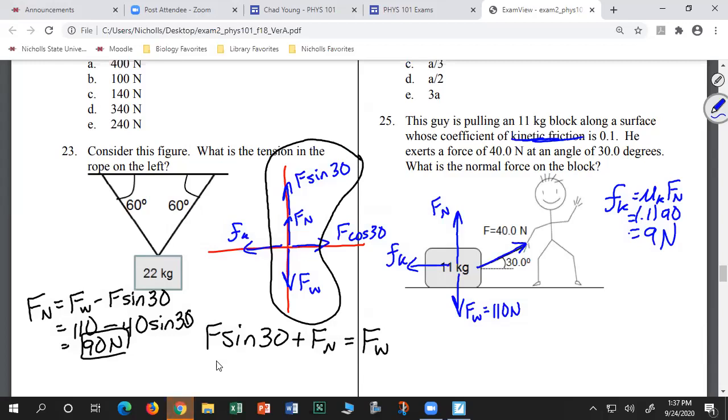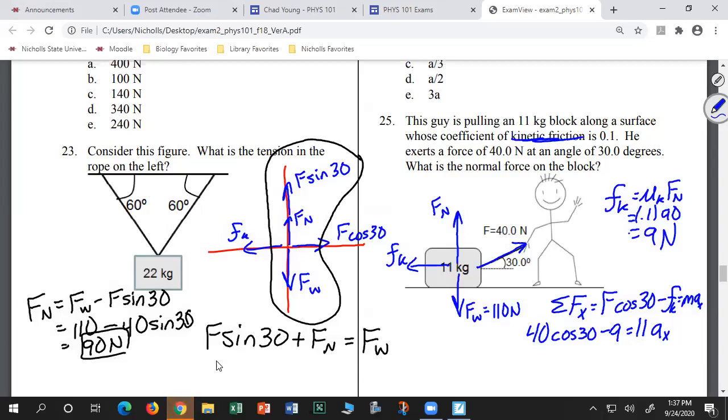So, if I want to know the acceleration, I can say the sum of the forces in the x direction is equal to F cosine 30 minus Fk. That's going to equal max. And I can solve that for ax. That's going to be 40 cosine 30 minus 9 equals the mass, which is 11, times ax. And solve that for ax. It'll be whatever it'll be.